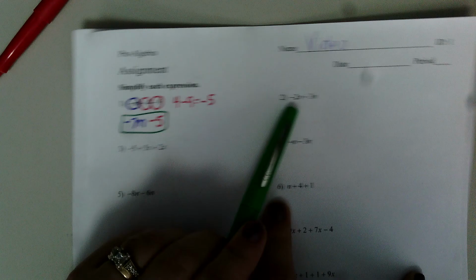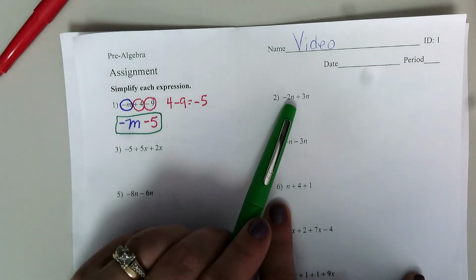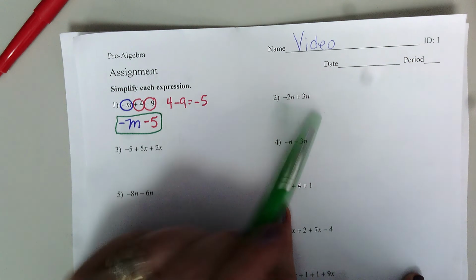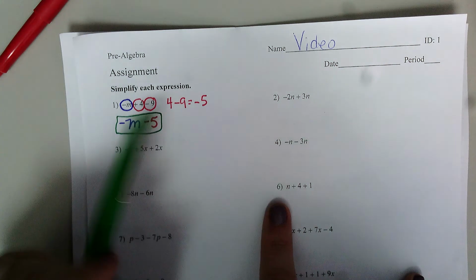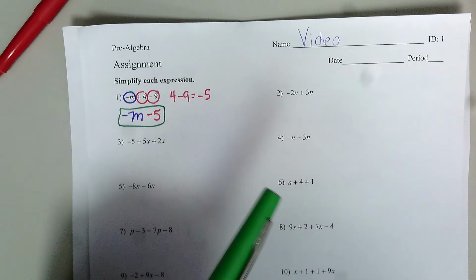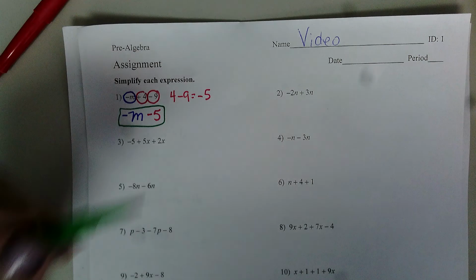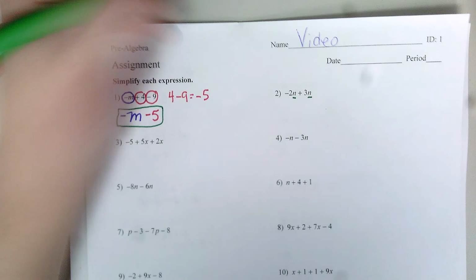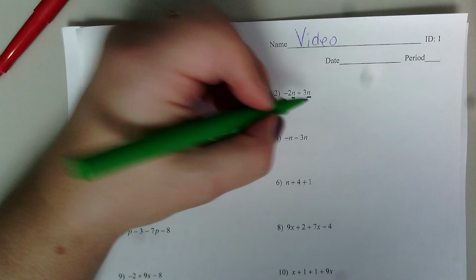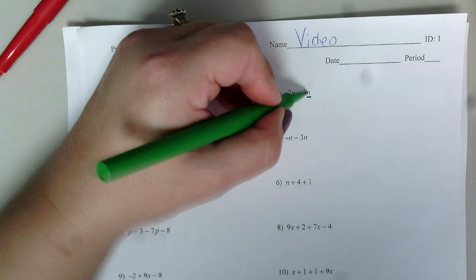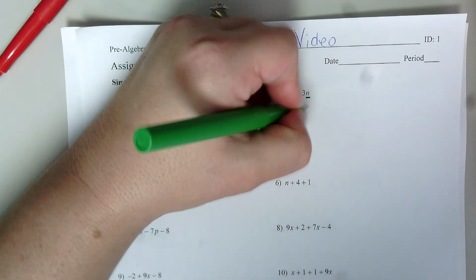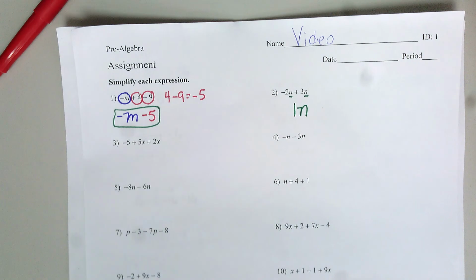Number 2, look at here. I have -2n plus 3n. So I only have the one term. I don't have 2 separate types of terms. So I look at that and I go, well, I have an n here and an n here, so I just combine them. So -2 plus 3 is just 1. So I can write 1n, or I could just write n.